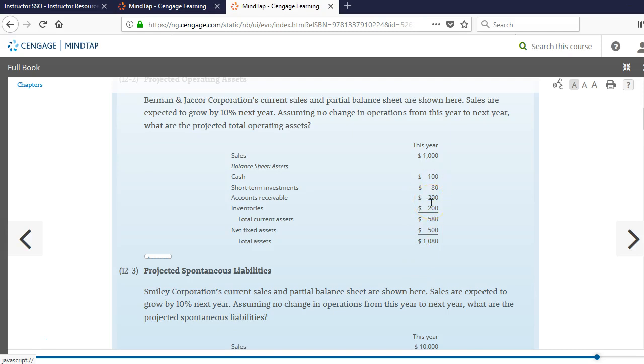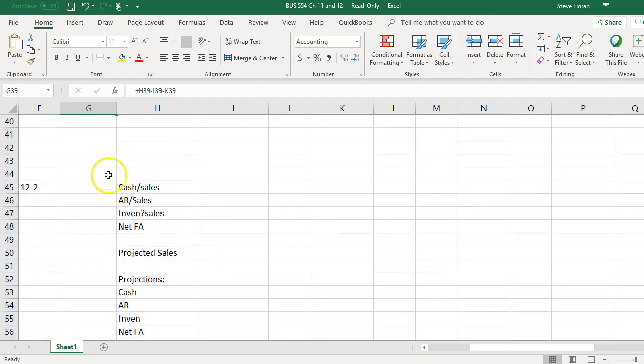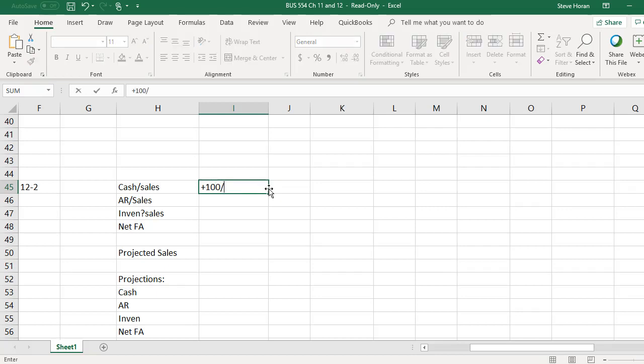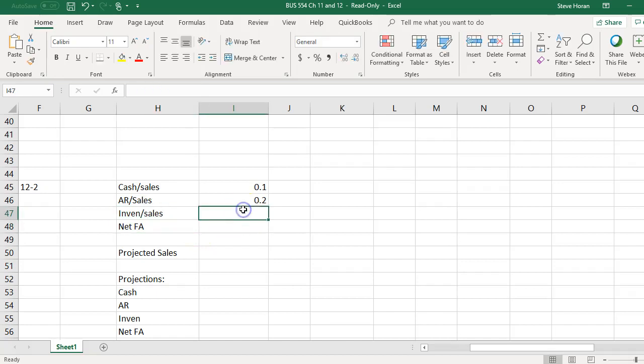And so what we do is you take everything and divide it by sales. Okay, so I'll show you what we do here. I kind of just built some information here. So we just take every single item on the balance sheet and divide it by sales. So cash was 100, sales is 1,000, 10%. AR was 200 divided by 1,000, 20%. Inventory divided by sales was 200 divided by 1,000. And then net fixed assets was 500 divided by 1,000.